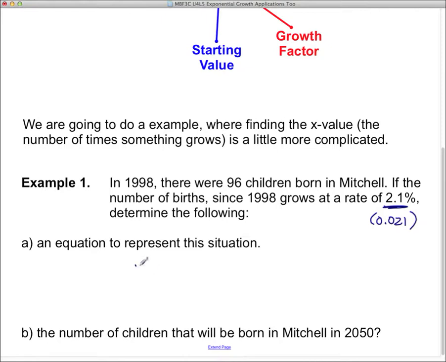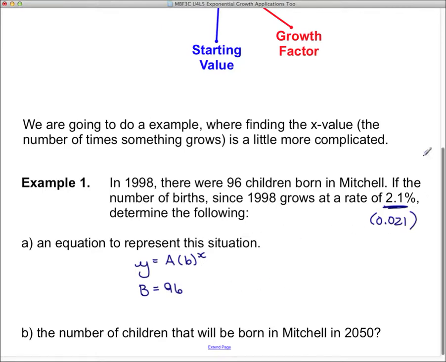So now we're going to take a look at an equation to represent this situation. y equals a b to the x. Okay, so we were told that the y is what we're trying to find. So here's children born, so let's call that b for births. A is the starting value, and it started in 1998 with 96 children, so our starting value is 96.